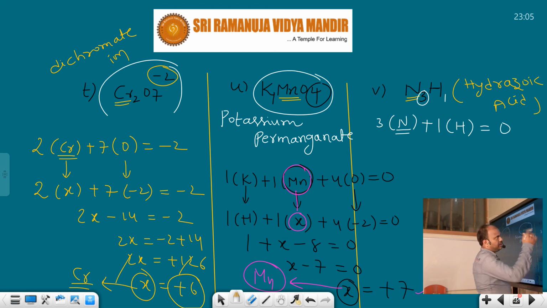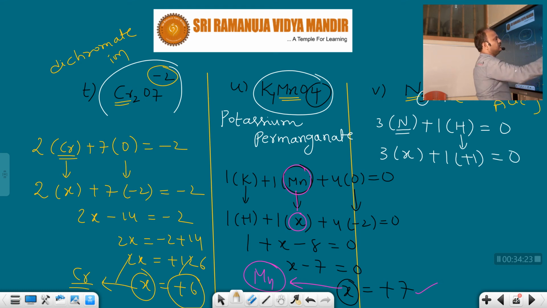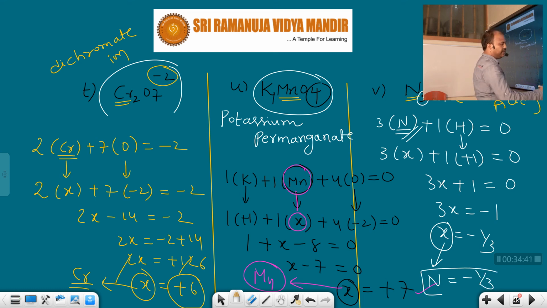Compounds are always electrically neutral, neither positive nor negative. That's why it is equated to 0. Nitrogen we don't know, say X. Hydrogen always exhibits oxidation state generally plus 1, is equal to 0. So 3X plus 1 is equal to 0. 3X is equal to minus 1. X is equal to minus 1 by 3. X is nothing but nitrogen. So nitrogen oxidation number is minus 1 by 3 in hydrazoic acid.